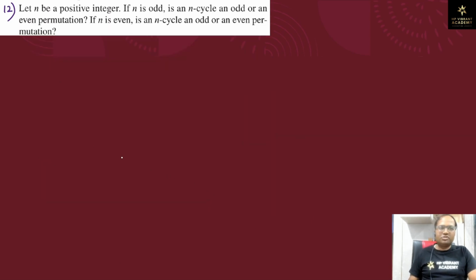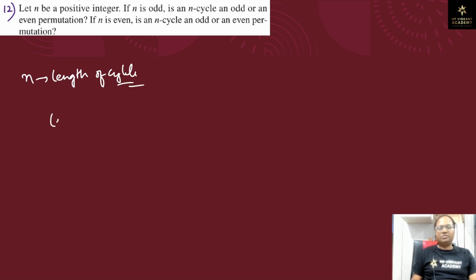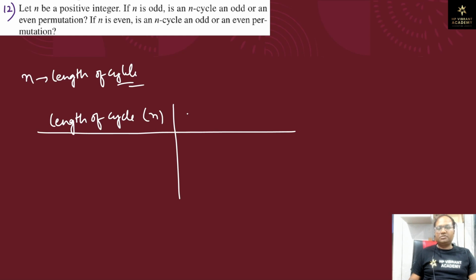Now let us discuss question number 12. Let n be a positive integer. If n is odd, is an n cycle an odd or an even permutation? So n is nothing but the length of the cycle. Let us draw a table. We have the length of the cycle, that is n, the number of transpositions, and the type of permutation. The length of the cycle is n, the number of transpositions is n minus 1.